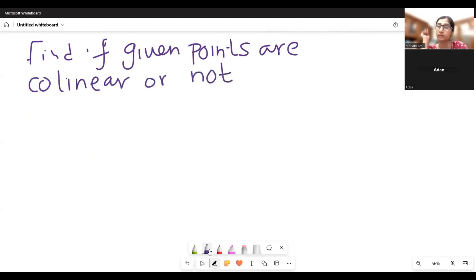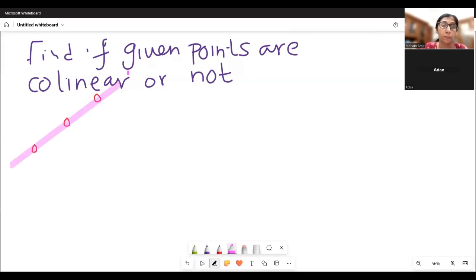So we've discussed collinear points a couple of times. Collinear points are points lying on the same straight line. And if we are in 3 dimensions, we're going to say that the 3 points should lie on the same vector equation. So this is what you have to do. You'll be given 3 points.